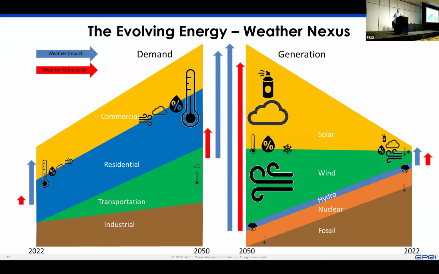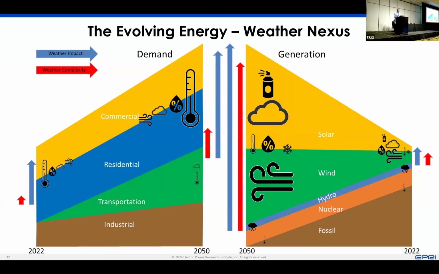So this particular graphic starts at 2022 on the left and the right-hand side and converges to 2050, and is sort of representative of the amount of weather impact and weather complexity that we're developing on the system over time as we transition our loads to electrify them all. Essentially, we're creating mini residences on wheels that are electrified.